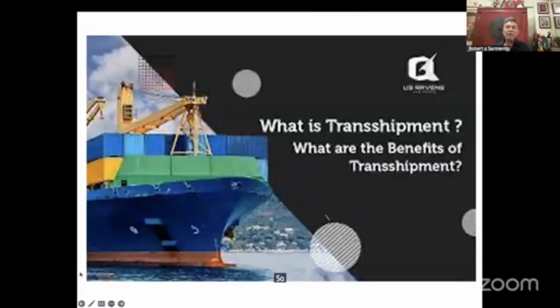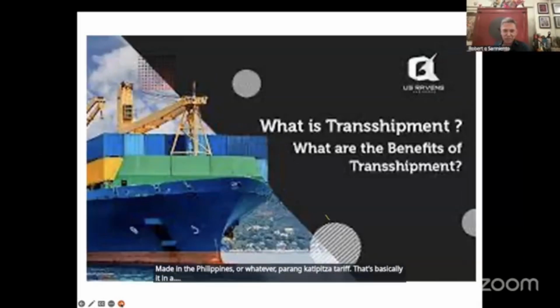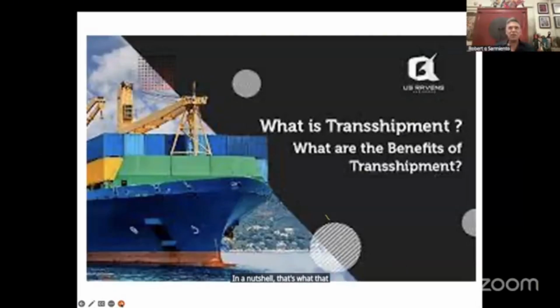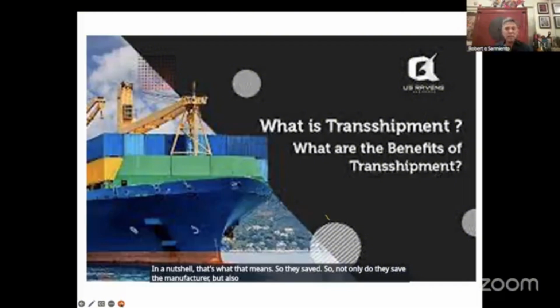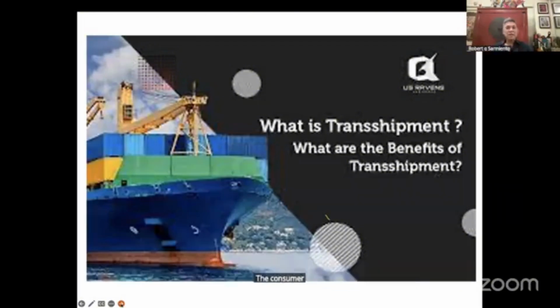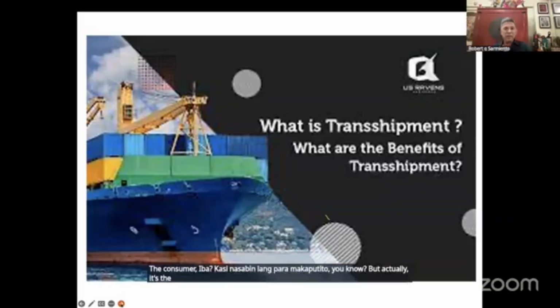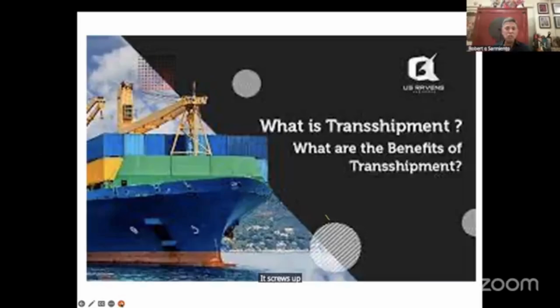So what we did was called transshipment. Pinapalabas, parang siniship lang dito, and dito tatatakan ng made in the Philippines or whatever para makatipid sa tariff. That's basically it in a nutshell. So not only do they save the manufacturer, but also the consumer, diba? Kasi nasabi nilang para makabuti daw, but actually it's the government that screws up the whole supply chain, no?